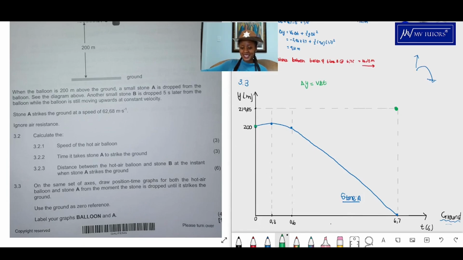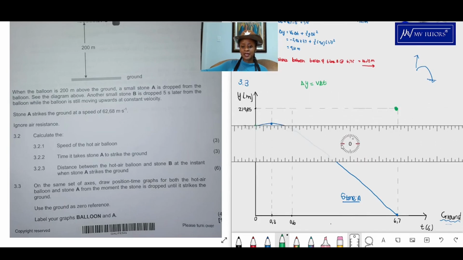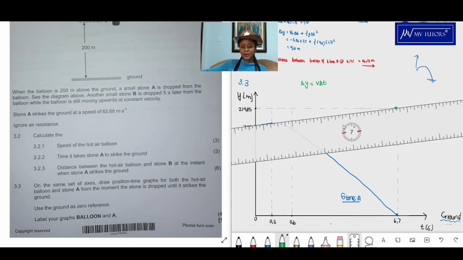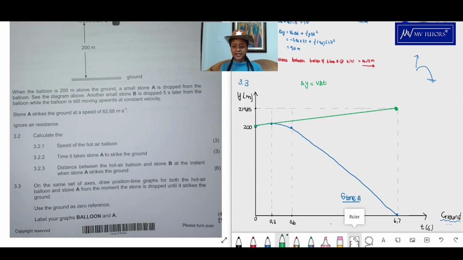I am not going to attempt to draw a straight line freehand. I'm just going to use the ruler, because I would be defeated if I tried. I'm going to try to be perfect about it and not finish this question. So we are at the finals and we are done. Basically that would represent the hot air balloon. And that is it. We are done with question 3.